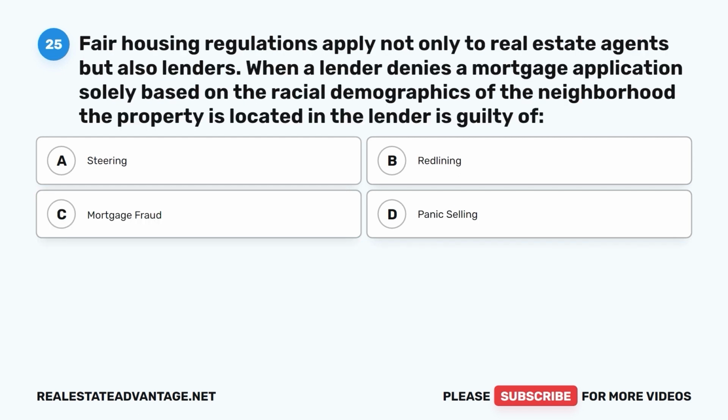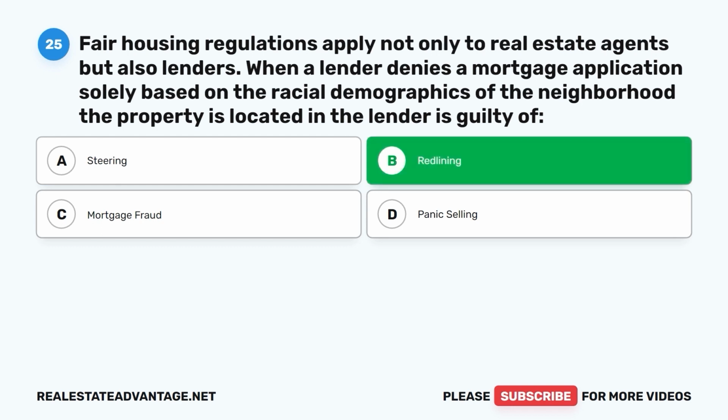Question 25. Fair housing regulations apply not only to real estate agents but also to lenders. When a lender denies a mortgage application solely based on the racial demographics of the neighborhood the property is located in, the lender is guilty of A. steering, B. redlining, C. mortgage fraud, D. panic selling. The correct answer is B.